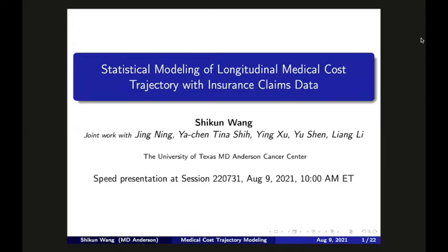My name is Shikun Wang, and I'm a PhD student in biostatistics here at MD Anderson Cancer Center. Today, I will tell you about a project on the statistical modeling of longitudinal medical cost trajectory with insurance claims data.